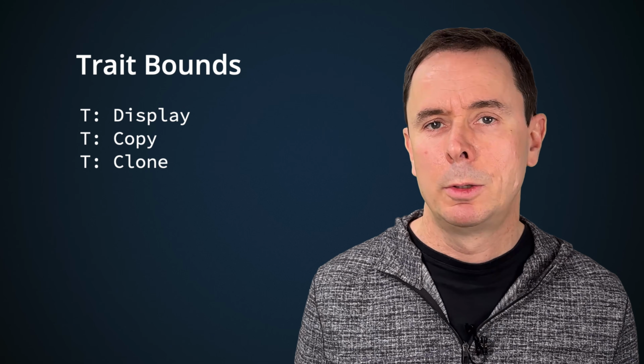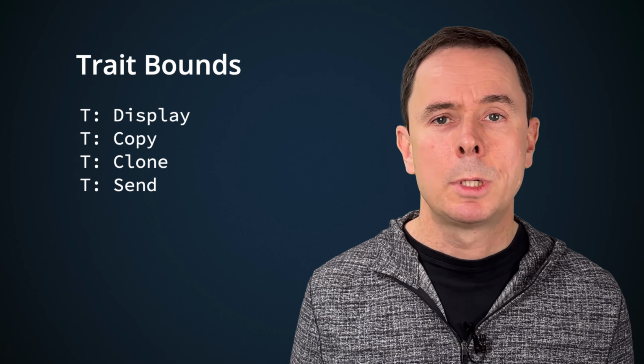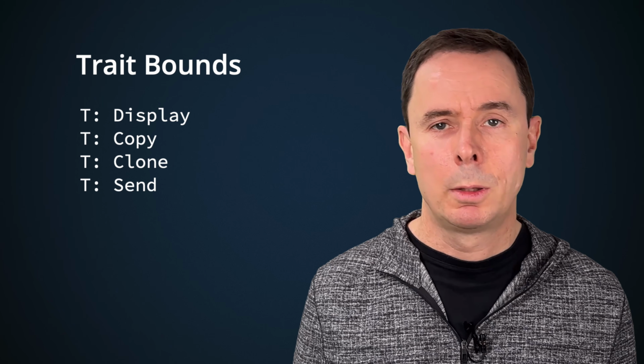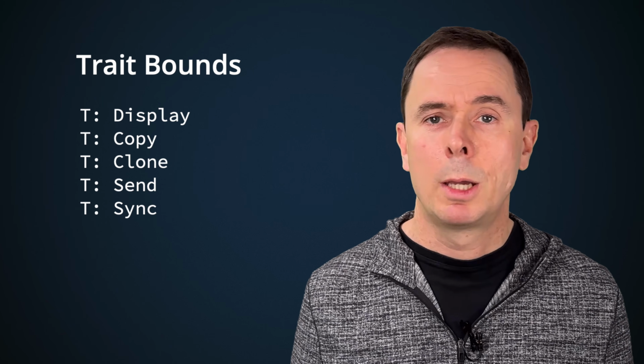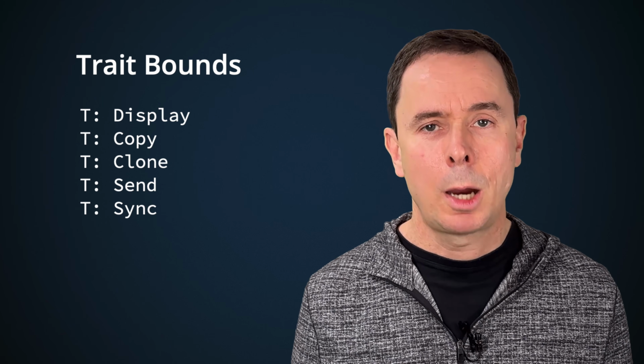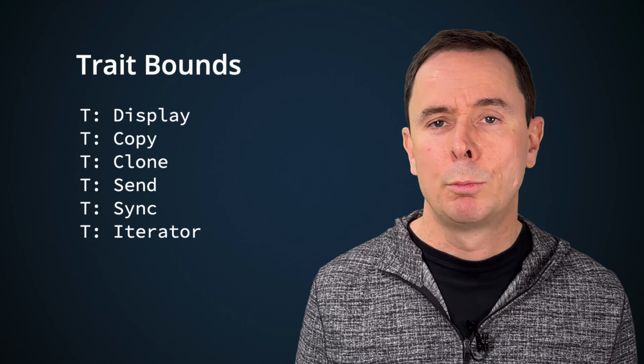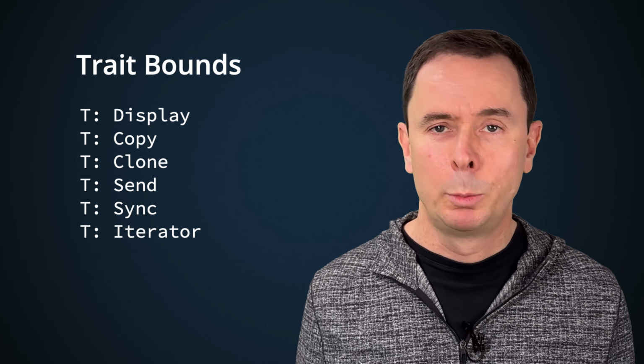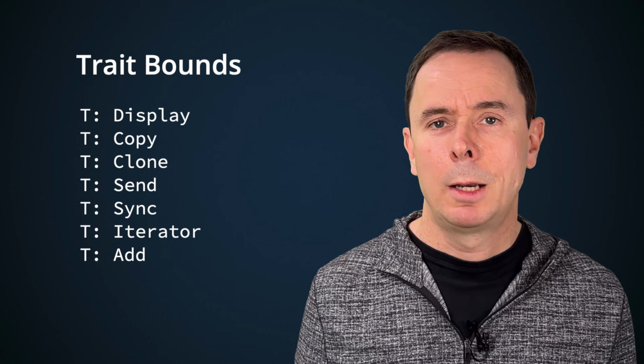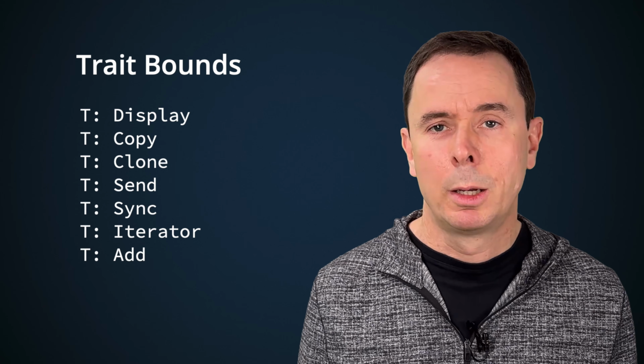We've already talked a bit about the Copy trait and the Clone trait representing the ability to duplicate values. There's also the Send trait, which says it's safe to send this value to another thread. And there's the Sync trait, which says it's safe to access the value concurrently from multiple threads. The Iterator trait is for types that can produce a sequence of items you can loop over. The Add trait is for adding values together using the plus operator. And I could go on. There are many, many traits. This is a rich aspect of Rust, the language, and the ecosystem.